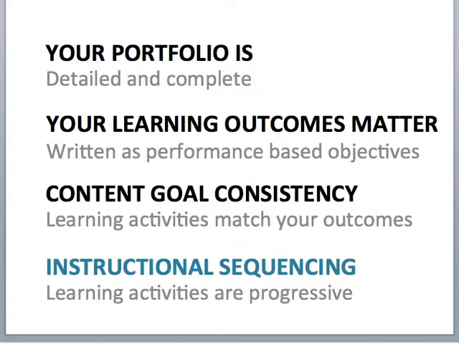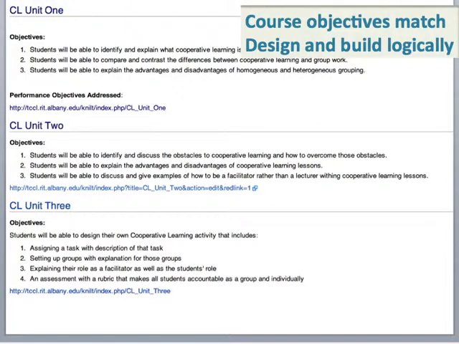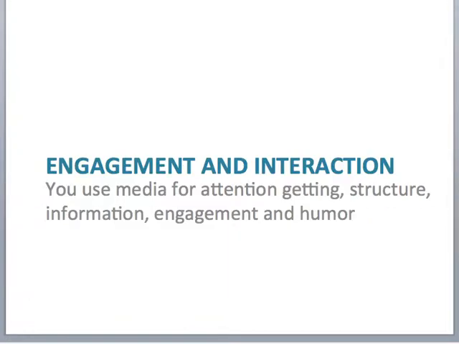And the fourth item is instructional sequencing, and that's related with the goal content consistency. I want to see that your learning activities are progressive and that they will lead to what you're hoping to accomplish. And here's just an example of an introductory page which lays out objectives, and they are progressive.